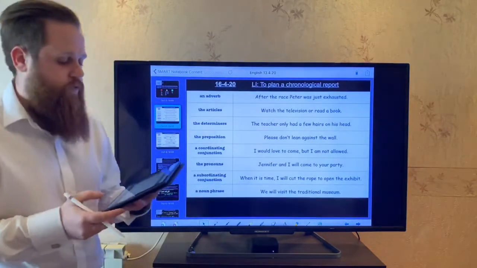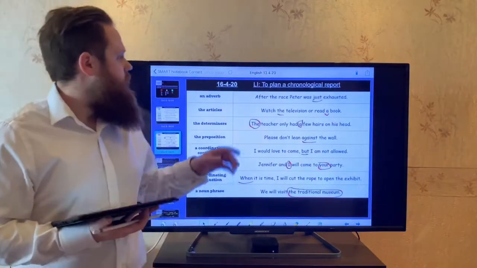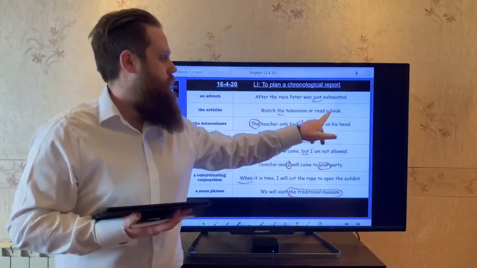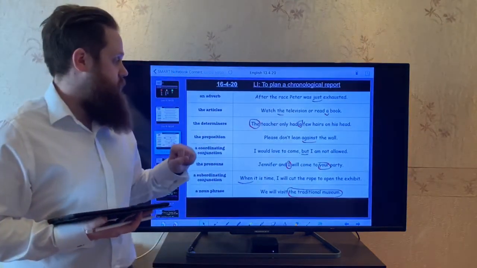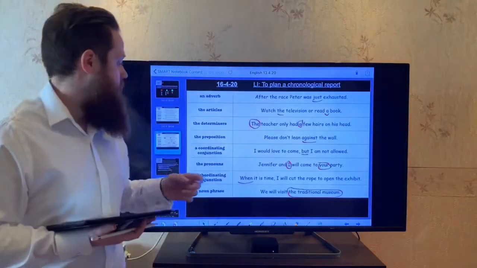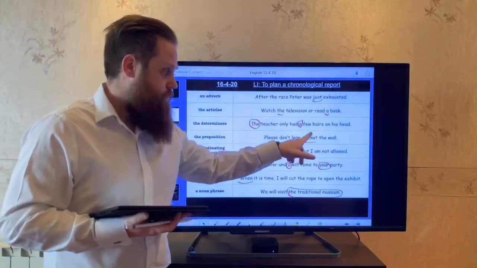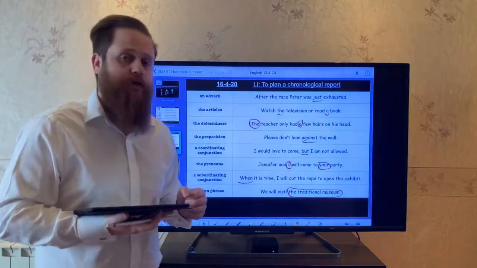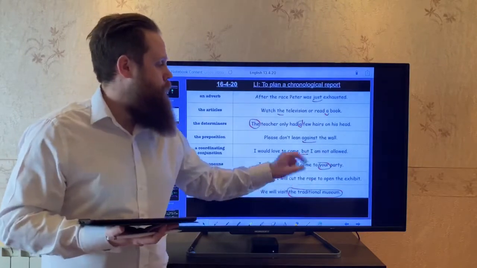Okay then, let's go through our answers. So the adverb here is just. The articles, the and a. The determiners, okay, which articles come underneath, are the and a in this sentence again. The preposition, against, he's leaning against the wall. The coordinating conjunction, fanboys, but.